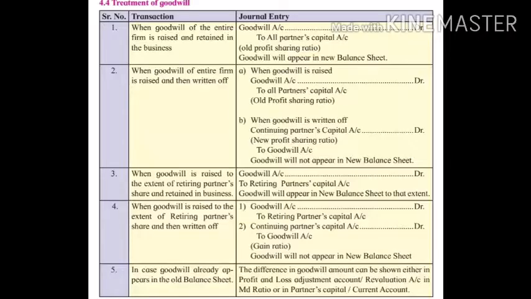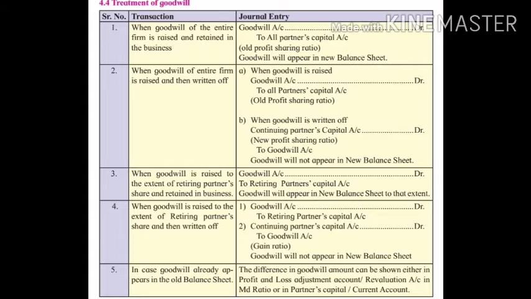Now there are some steps. As we saw the adjustment of goodwill in admission, likewise we have 5 cases in retirement. Number 1, when goodwill of the entire firm is raised and retained in the business. When the firm's goodwill is raised and retained in the business, what will be the journal entry treatment for distribution of goodwill amongst the partners? The entry will be goodwill account debit to all partners' capital account. That means when the firm's goodwill is raised, we have to distribute that goodwill amongst all the partners in the old ratio, whether it is the retiring partner or existing partners, existing as well as retiring. Understood? First case is when goodwill of the firm is raised and retained.